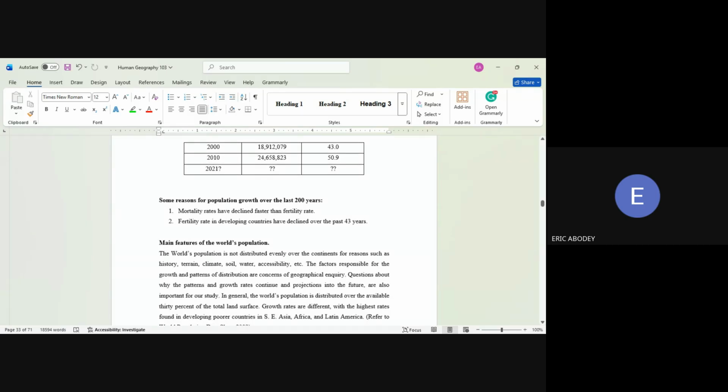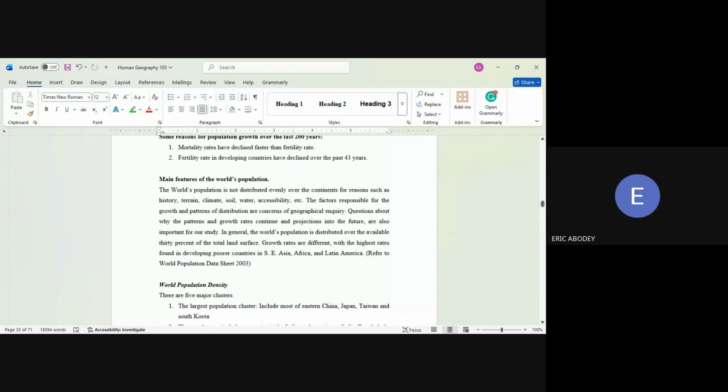So what are some of the reasons for population growth over the last 200 years? Two major factors. Number one, mortality rates have declined faster than fertility rates. Number two, fertility rates in developing countries have declined over the past 43 years. So these are two major reasons.